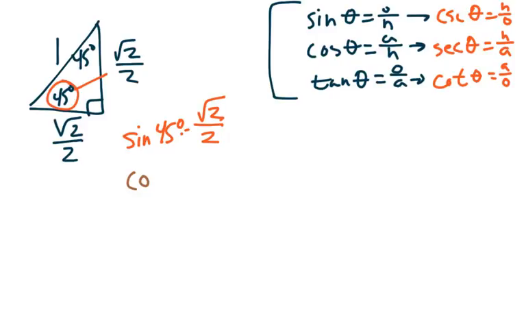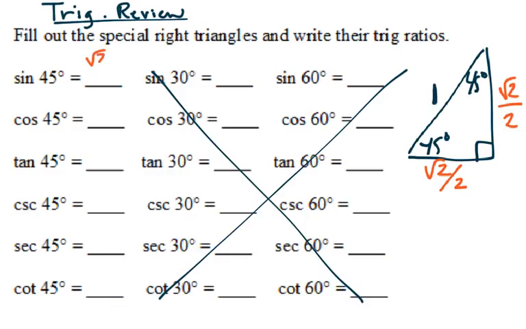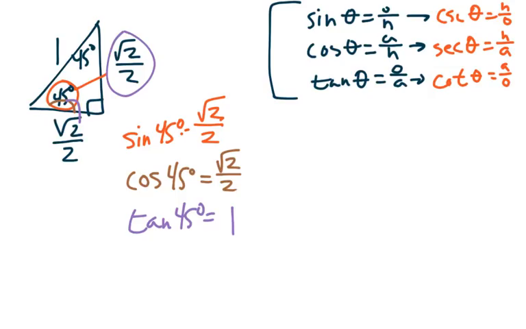What about the cosine? Well, cosine, the adjacent is the same thing. So wouldn't it be the same thing? Yeah, square root of 2 over 2. Okay, the tangent now. Tangent of 45 degrees is opposite, square root of 2 over 2, over the adjacent, square root of 2 over 2. Same thing on top and bottom, we simplify that to 1. So in other words, tangent of 45 degrees is 1. So sine and cosine are the same, square root of 2 over 2. Tangent is 1.